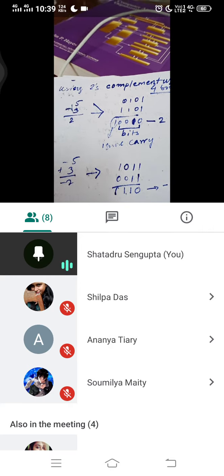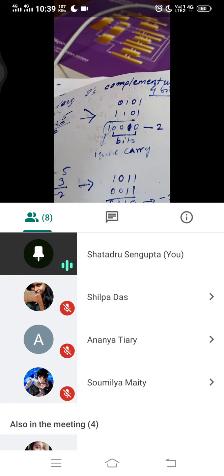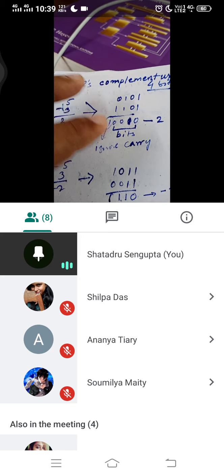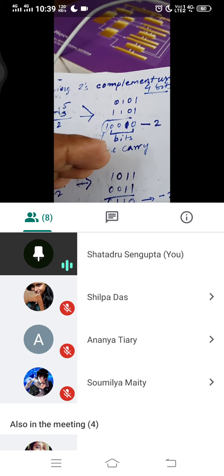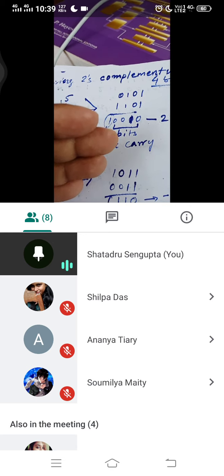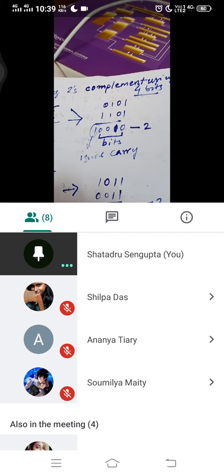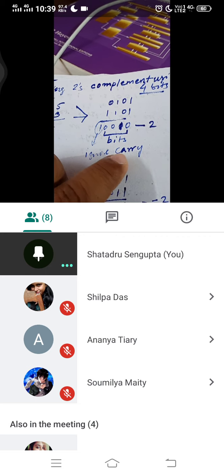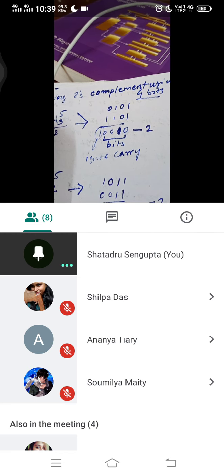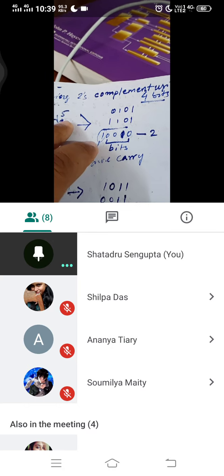It's an easy way of changing it, actually. When we are changing from the positive representation to the negative representation in 2's complement, what we do is we take it from left to right, and when we reach the first one, we change all the bits after that. For example, 5 minus 3.